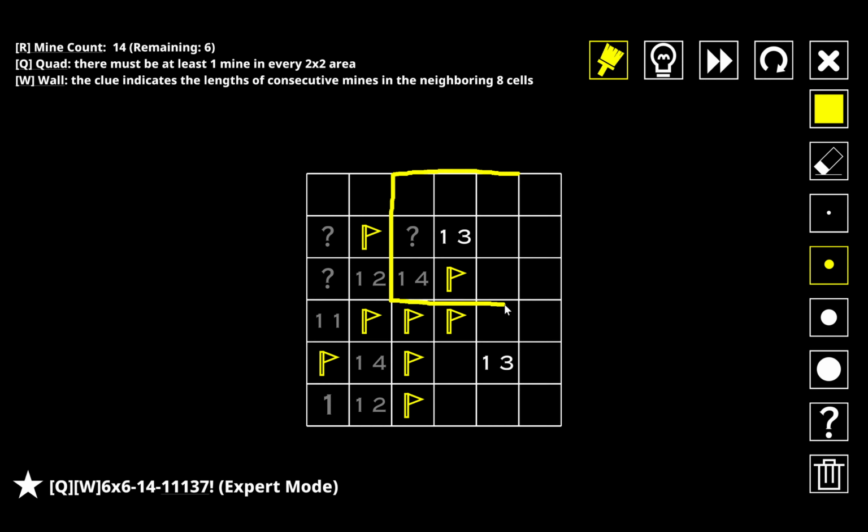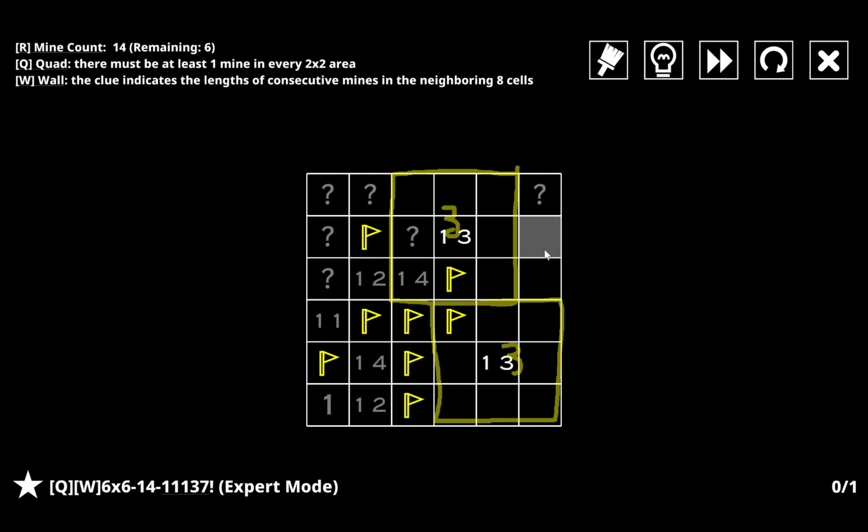Yes, here we go. I've come up with something. So we know there are 3 mines in this region, right? Additionally, we know there are 3 mines in this region right here. That gives us our 6 remaining mines, so we can just go ahead and say none of these are mines, right?